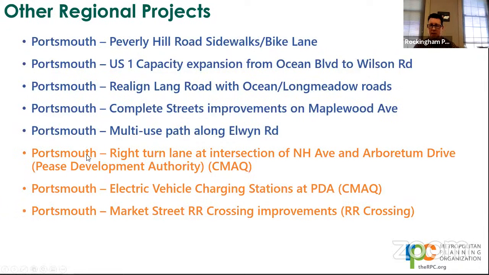In Portsmouth, we have a couple of projects on the Pease Development Authority. First, putting a right turn lane at the intersection of New Hampshire Ave and Arboretum. That was funded via CMAQ, as was some electric vehicle charging stations via CMAQ. We have some Market Street railroad crossing improvements, and this was added through one of the state's railroad crossing statewide programmatic projects, but they get pulled out for individual projects in some cases.